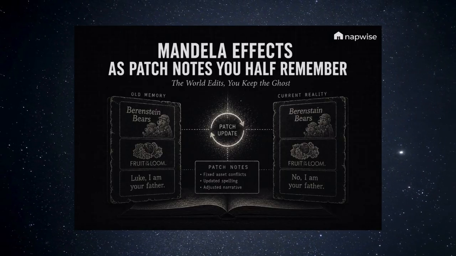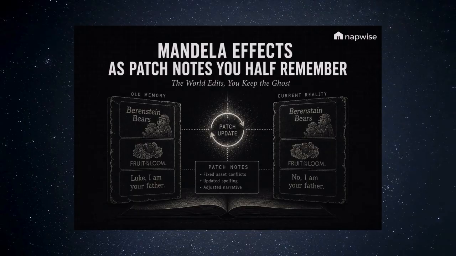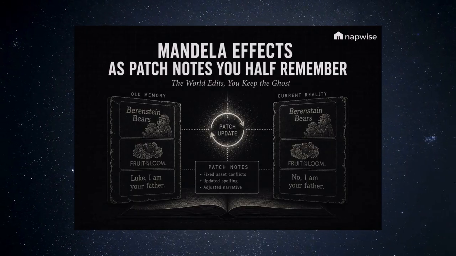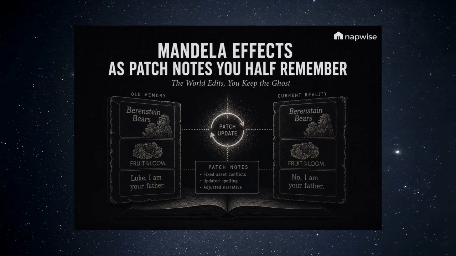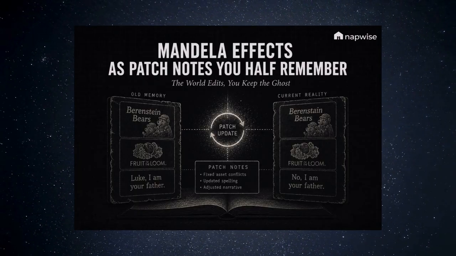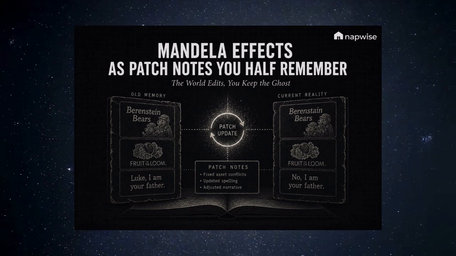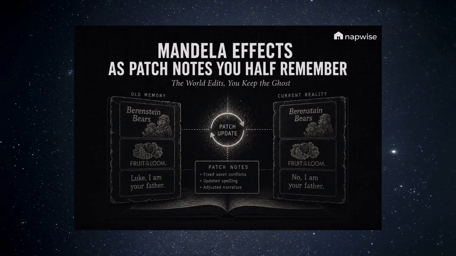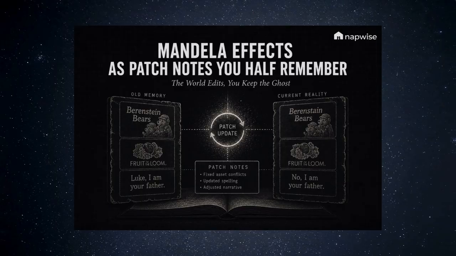Mandela effects as patch notes you half remember. A collective memory that turns out to be wrong. A spelling you were absolutely certain of. A movie line you'd swear was verbatim. A brand logo you remember having a specific detail that the official record says was never there. When you see the correct version, the experience is genuinely disorienting. Not the quiet discomfort of realizing you misremembered something. Something more physical than that. Like the world itself has the wrong answer.